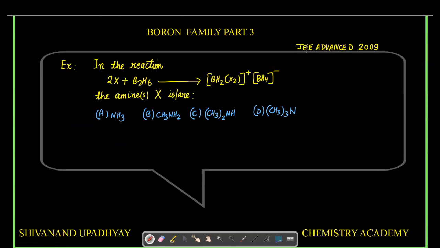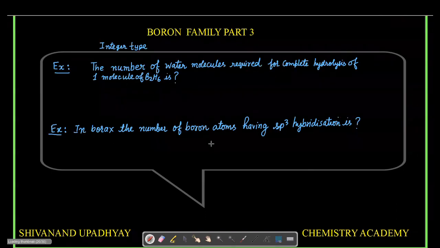What we have, ये JEE Advanced 2009 में क्वेश्चन पूछा गया. 2X plus B2H6 डाइबोरेन की रिएक्शन 2X से X के बारे में पूछा जा रहा है. द अमीन्स आर, मतलब X तो न्यूक्लियोफाइल ही है, and they are forming ये ionic type of compound, means asymmetric cleavage, and this asymmetric cleavage will come with less bulky group. So these are the less bulky group, right? ये more bulky है जिसमें symmetric आएगा. So the answer will be A, B, C.